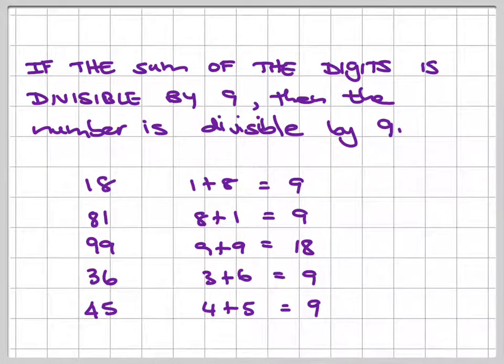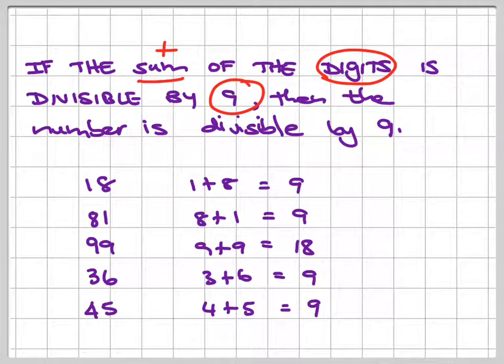And then, if the sum of the digits, in other words the numbers added up, is divisible by 9, then the number is divisible by 9. So let's look at this. What they really mean here is, these are the digits, you add them up. 1 plus 8 equals 9. 9 can go into 9, so 9 will be a factor.